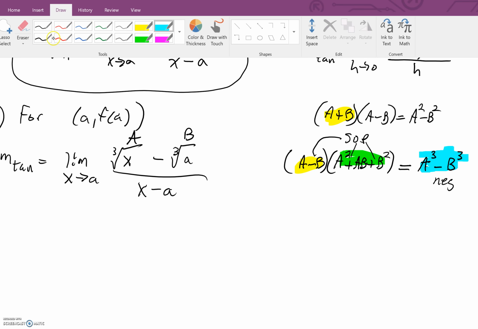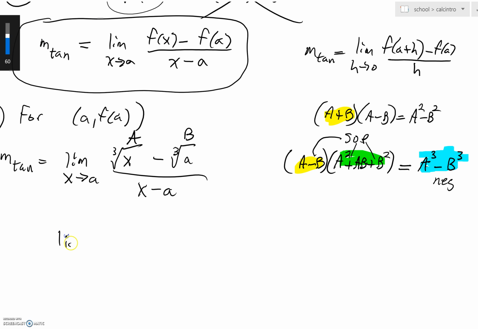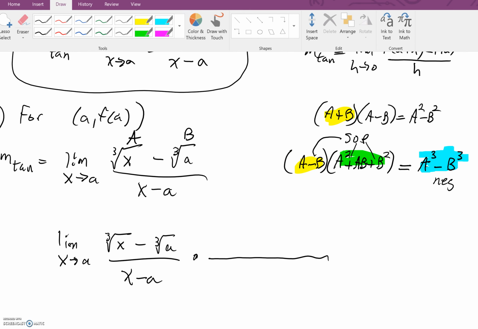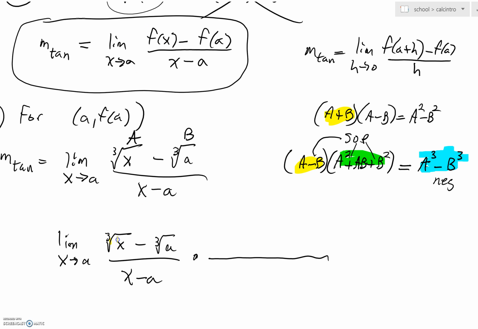So let's see if we could do this real quick. We'll have the limit as x approaches a, and here we've got our cube root of x minus our cube root of a, and here's a fraction. As long as I multiply the top and the bottom by the same thing, I'm going to be good. So I'm starting off here. The a minus b, guys, is what we have in yellow, right? That's what we're having right over here.